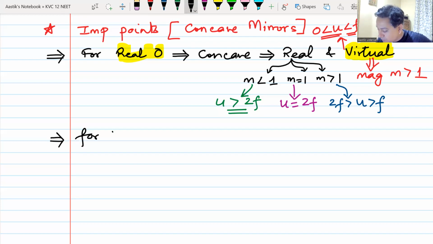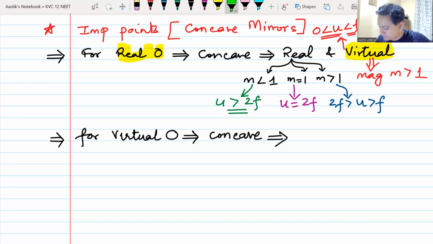For virtual object, what can it do? This is a very important point that may come as a direct question in your exam. For a real object, it can do all the things. It can form real image, it can form virtual image. What about the virtual object? What type of image can a concave mirror form if the object is virtual?